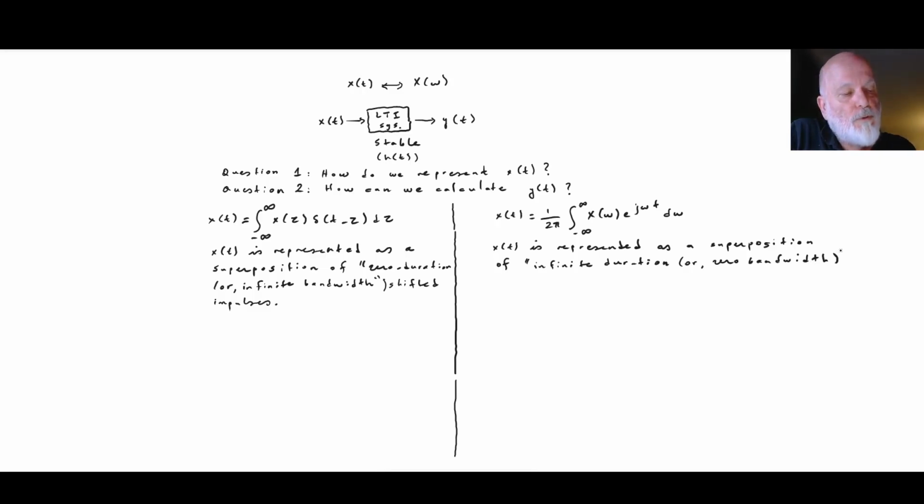Infinite duration or zero bandwidth complex exponential signals. Now, in the first representation with shifted impulses, we integrate over time. Here we integrate over frequency.